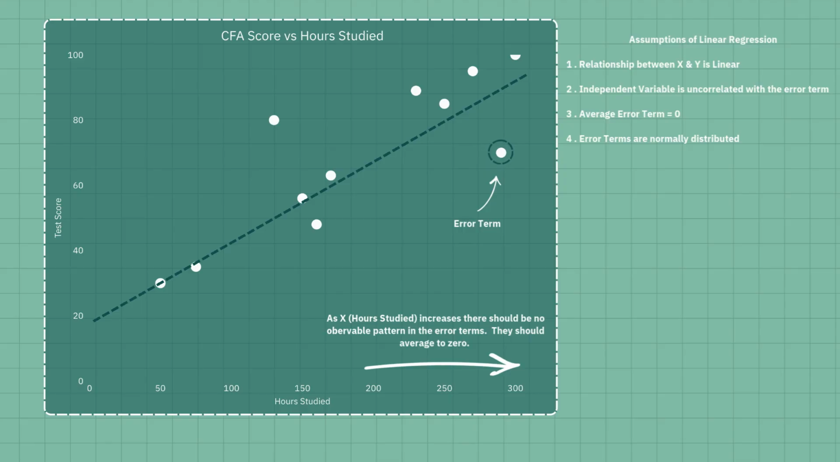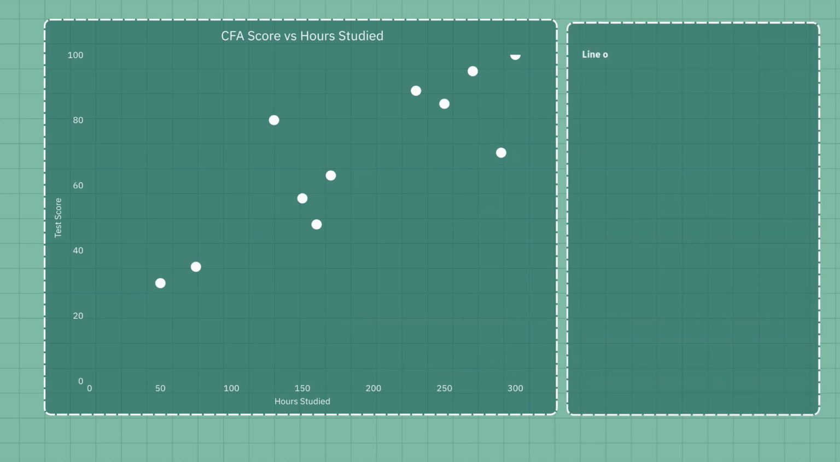In other words, the error for one student should not predict the error for another, and finally, the errors should be normally distributed. With these assumptions in place, regression analysis chooses the line that best fits the data by minimizing the sum of squared errors, the total squared distance between each actual exam score and the score predicted by the line. This is known as the least squares method.